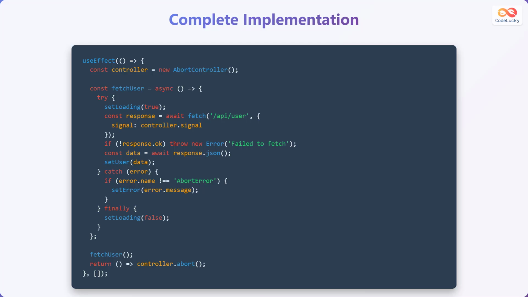Parse the response data as JSON. Set the user state with the retrieved data. In the catch block, check if the error name is not AbortError. If it is not, then set the error state with the error message. In the finally block, set loading to false. Call the fetchUser function. Return a cleanup function that calls controller.abort to cancel the fetch request when the component unmounts or when the effect is retriggered.